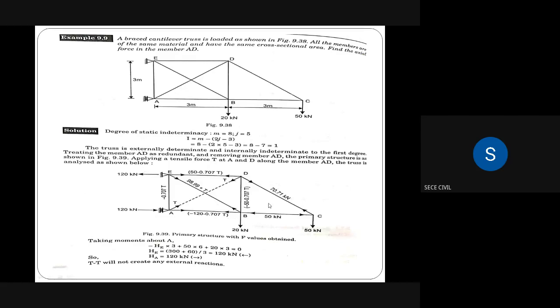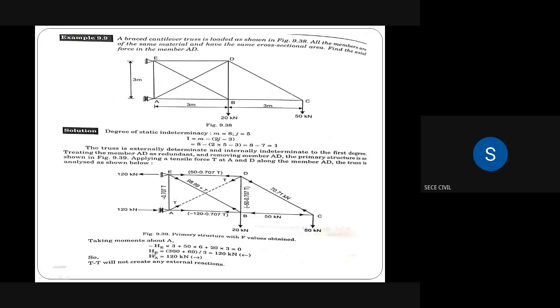Here, applying a tensile force T at A and D along the member AD. So in the member direction of AD, we are applying a tensional force. Here in this figure we are applying a tensional force in the direction AD. Here also a tensional force. Similarly, at joint D also a tensional force. Along the member AD, the truss is analyzed. So after removing the member AD and applying a tensional force along the direction of AD, we are calculating the member forces in the other members.